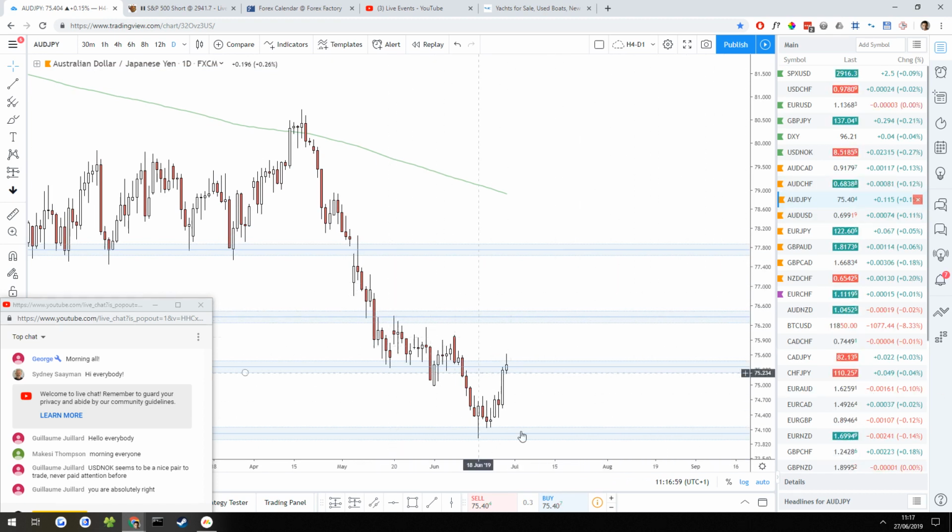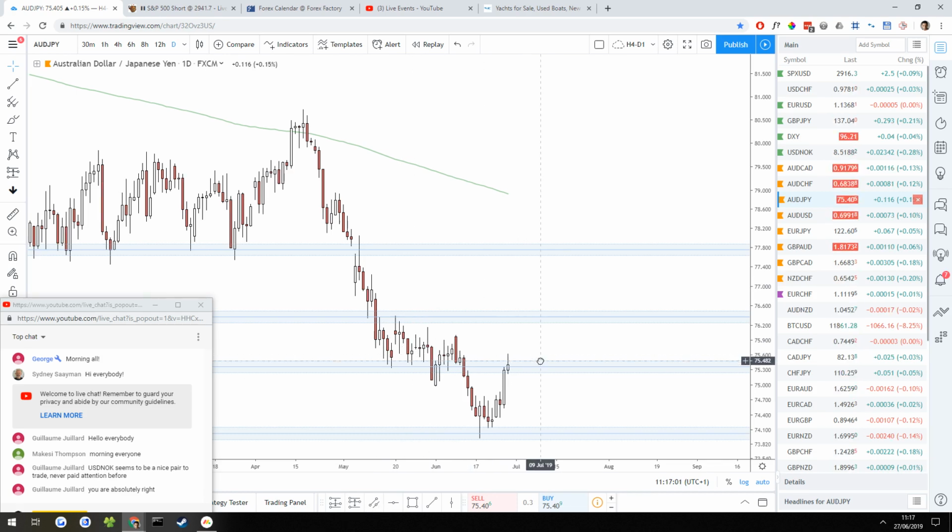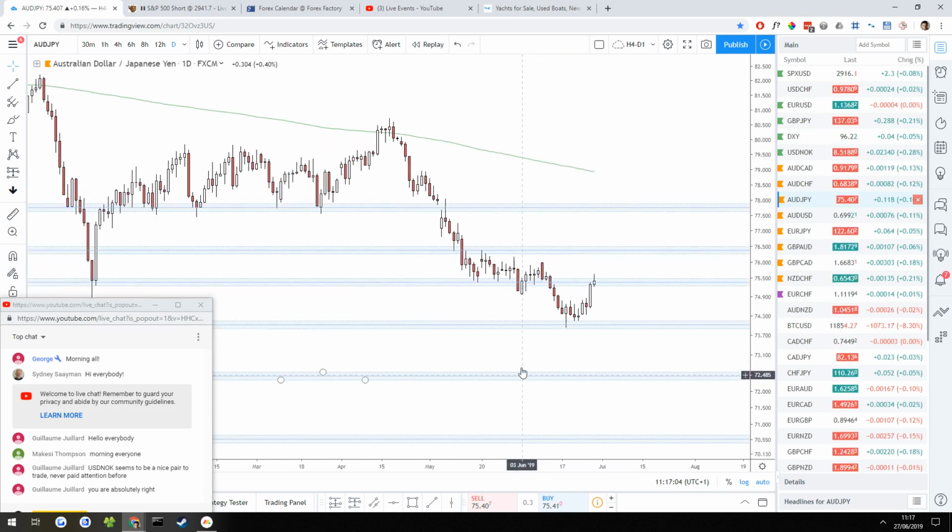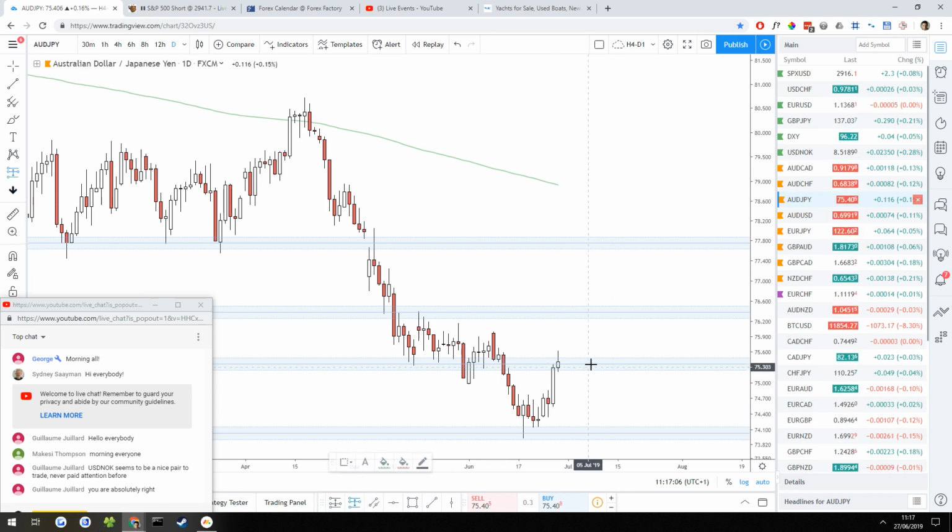AUDJPY, very similar situation. This one is a better setup in terms of the risk to reward ratio. So we have an indecision candle forming right on top of resistance.